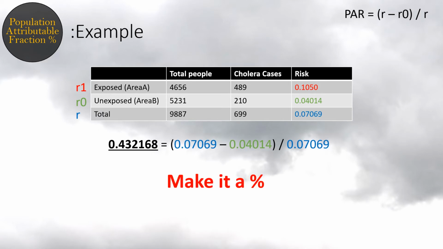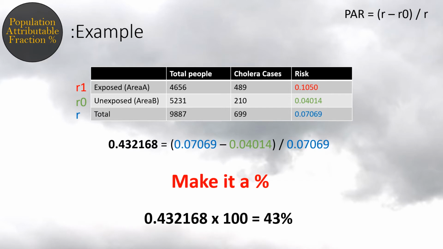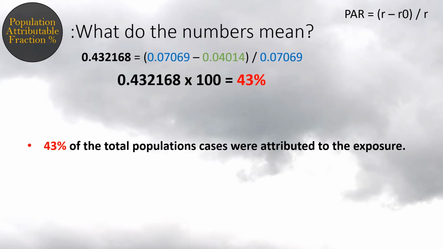We need to make it a percent because it's a fraction or a proportion. This makes 43%. But what does this mean? Well, this means that 43% of the total population's cases were attributed to the exposure. And that's all it means. 43% of the total population's cases were attributed to the exposure.